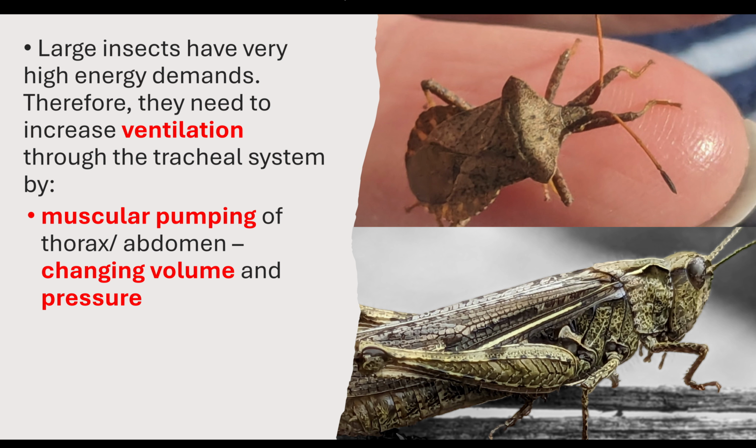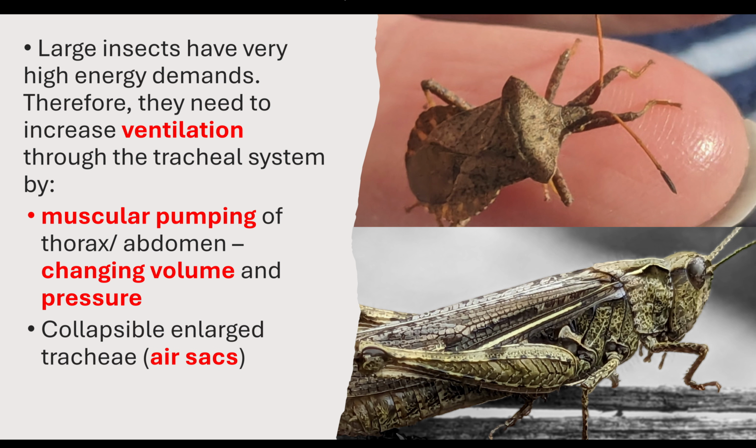Well, they do this muscular pumping again to change the volume. If they increase the volume, that's going to decrease the pressure. That's going to allow more air to flood into their tracheal system. So it is a way in which they can ventilate more, getting more oxygen in and removing more carbon dioxide.